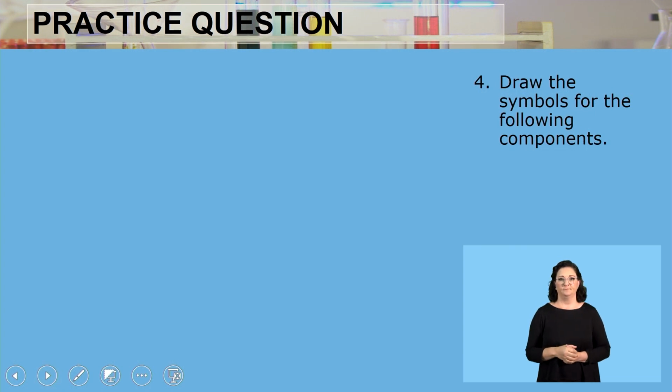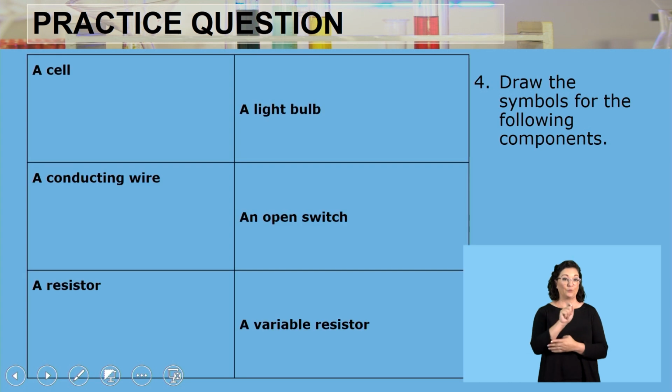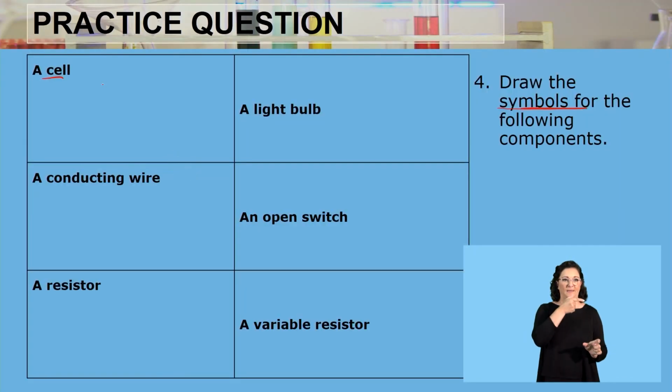We are supposed to draw the symbols for the following components. Which components are they referring to? We have a cell, a conducting wire, a resistor, a light bulb, an open switch, and a variable resistor. So we need to show the symbols of each of these components. We do know that a cell must contain a negative terminal and a positive terminal. And if you have more than one cell, then that is going to be called a battery. A negative terminal is shorter than the positive terminal. So this is going to be your cell connected to the wires.